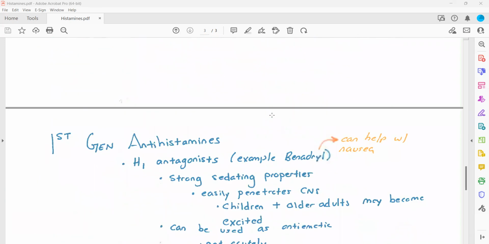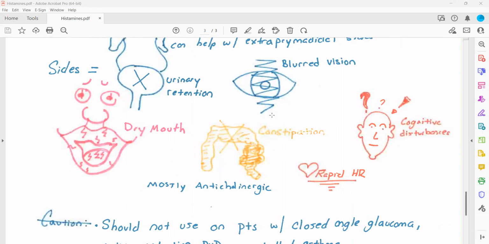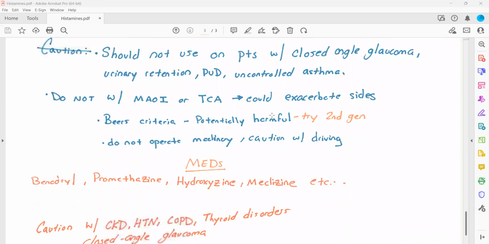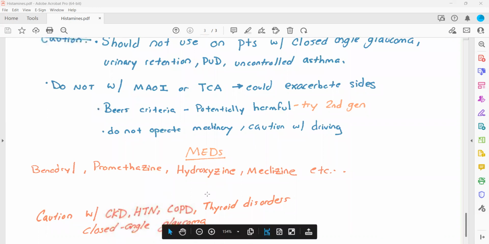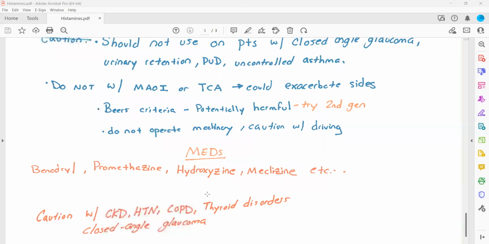I'm going to bring it back to first generation, like your Benadryls, diphenhydramine. Here's an example. You've got some meds here. Hold on. Sorry, two screens. Here you're going to see Benadryl. You're going to see promethazine. That one really is used as an antiemetic.